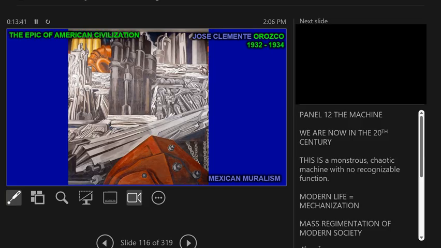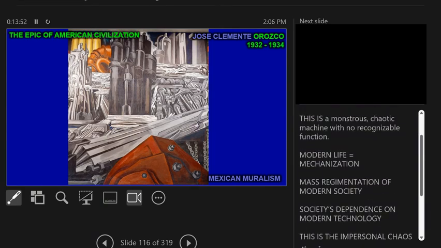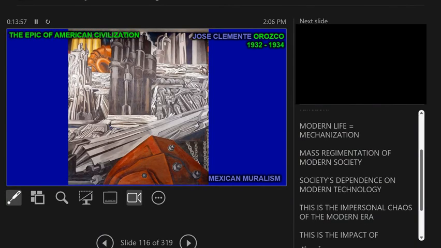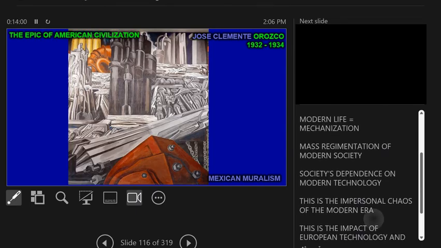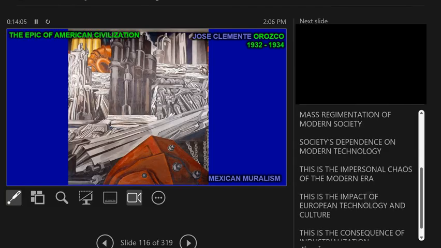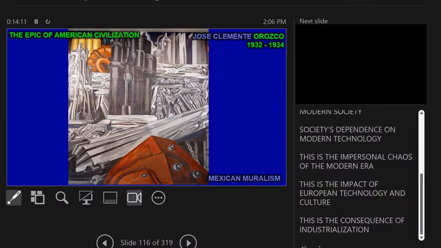And in the panel that's right next to that, we've jumped now to the 20th century, and we're now in the modern age. And this is a monstrous, chaotic machine with no recognizable function. So the message here is that modern life is just mechanization, and that mass regimentation of modern society is not really that great. We have society's dependence on modern technology, and this is the impersonal chaos of the modern era. And this is the impact of the European technology and culture, and this is the consequence of industrialization.